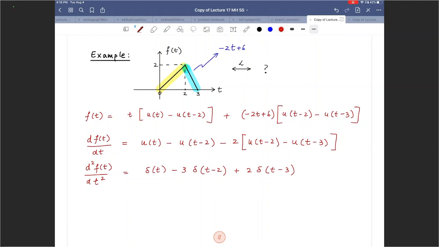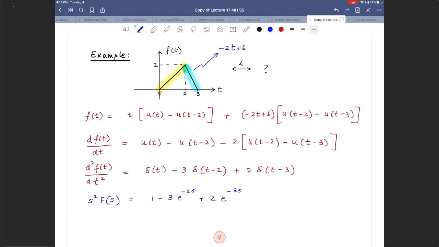Now I can quickly go to the Laplace domain. So let's do that in blue. So when I've differentiated the signal twice in the time domain, which essentially means I multiply by s squared in the Laplace domain, which equals the Laplace transform of an impulse, 1, Laplace transform of 3 delta of t minus 2. So that is 3, and using the time shifting property, we can say e to the negative 2s, and plus 2, and then again using the Laplace transform of an impulse as well as the time shifting property, we can say e to the negative 3s.